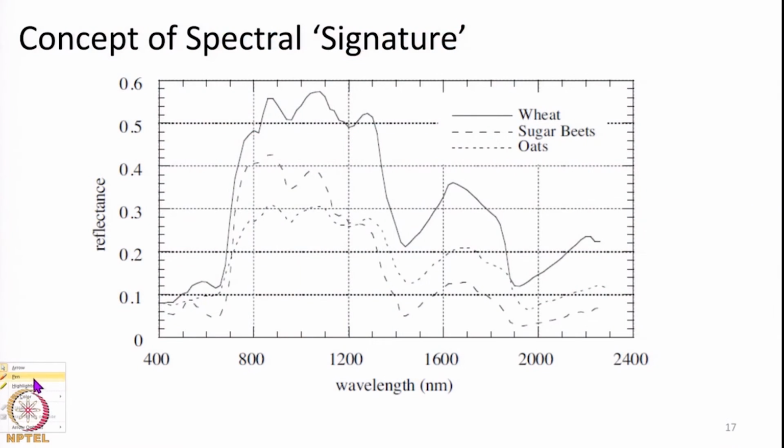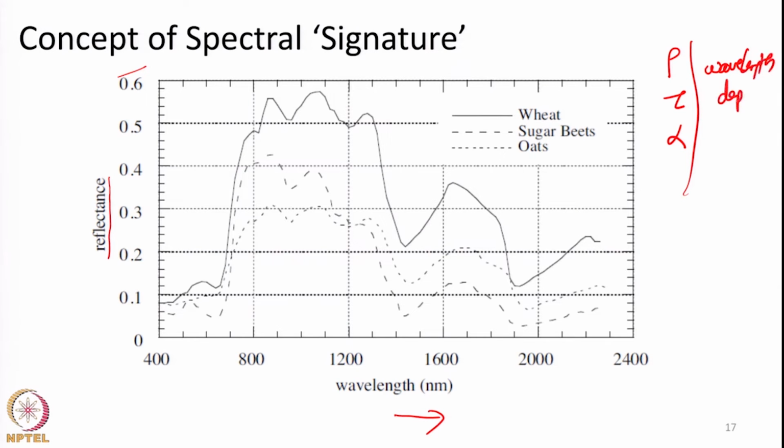An example is given in this slide. Here we have plotted reflectance, which, as I said, varies between 0 and 1. In this case we are stopping at 0.6. This is with respect to wavelength. All 3 properties of objects I mentioned, reflectance, transmittance and absorptance, are wavelength dependent. They vary with wavelength. Hence, here I am plotting how objects reflect at different wavelengths. This curve is known as a spectral reflectance curve.